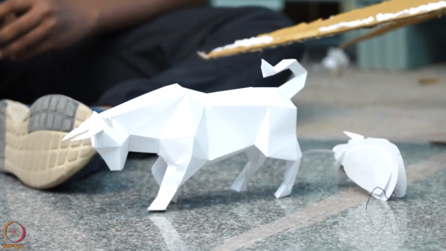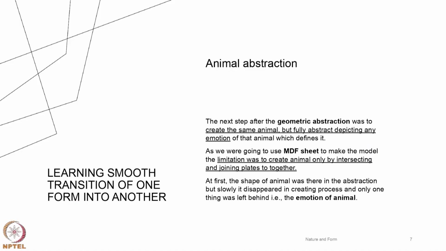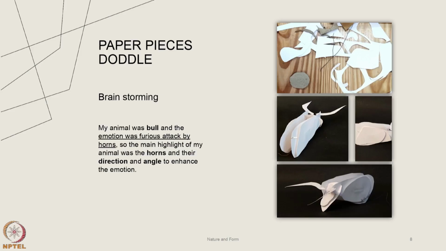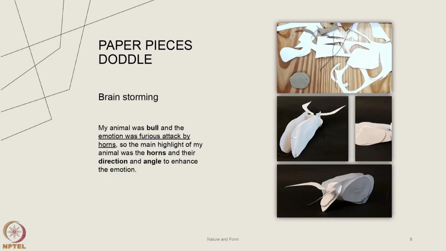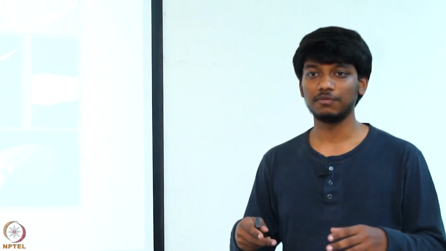Further moving into the process, for animal abstraction we had to create a fully abstract form depicting only emotion. So further taking my bull into abstraction, I created the emotion of furious attack by his horns, and these are my first paper doodles, you can say, which I created while depicting the emotion. As you can see, my horns are in a horizontal position to depict the furious nature and the attacking style of the bull.